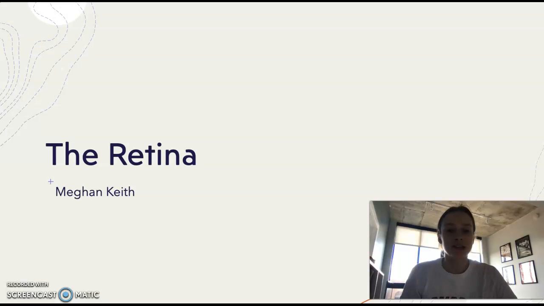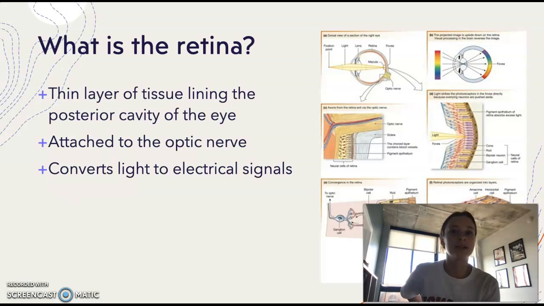I'm doing my sensory physiology portfolio on the anatomy and physiology of the retina. I think it's important to start with a little definition of what the retina is. The retina is a thin layer of tissue that lines the posterior cavity of the eye that is responsible for converting light that enters into your eye into the electrical signals that the optic nerve sends to your brain to create the images that you see.